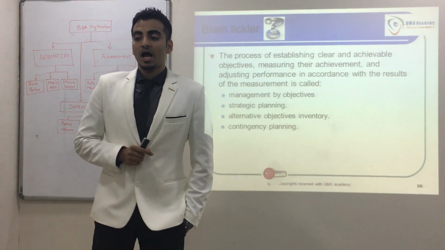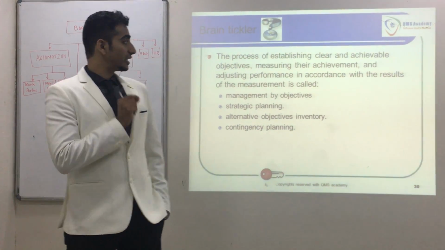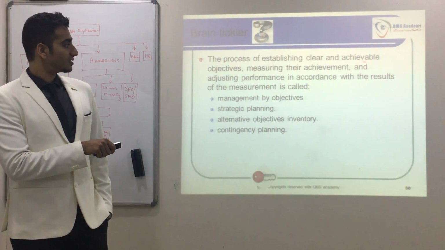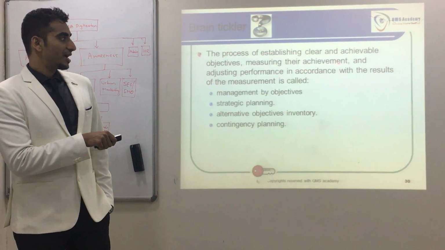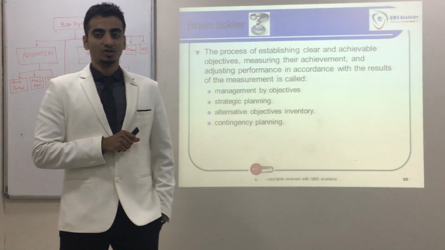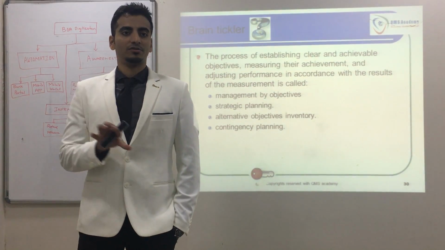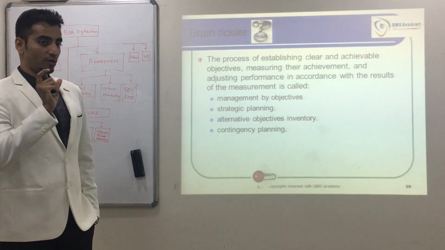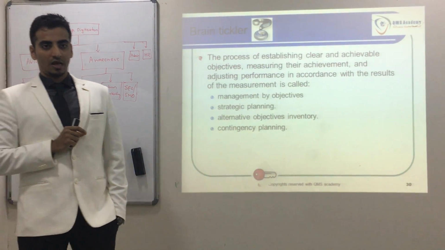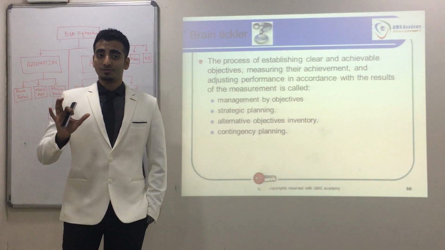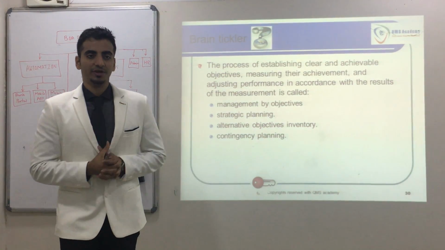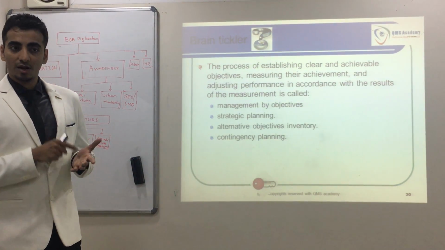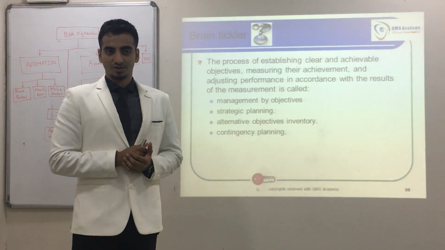The next question is: a process of establishing clear, achievable objectives, measuring their objectives and adjusting the performance in accordance with the result of measurement is called as. So now this is the concept which they are asking about, where we establish a clear objective. So normally if we compare this with IPCC, where do we establish the objectives? The high level objective we get at the initiation. The detailed objective we get at the planning phase. Second, measuring the achievement. Where do we measure our project's achievement? In the monitoring and control process group.